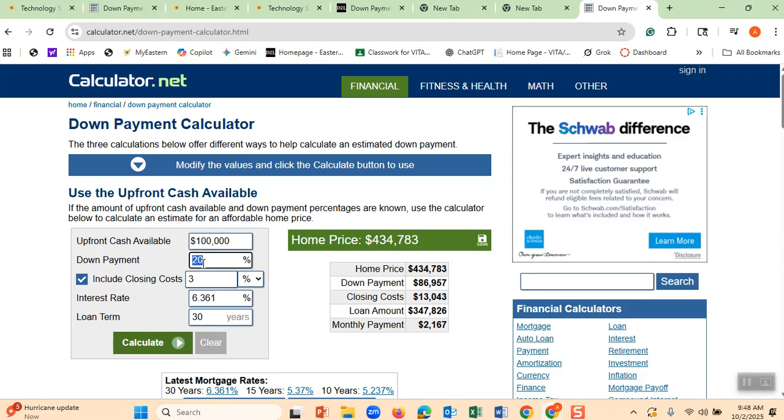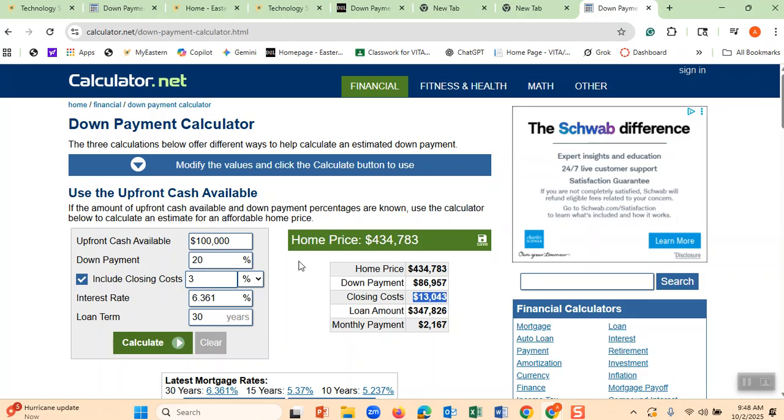We know that the house should be this. And the reason I say that is because 20% of this house is 86. If you use your calculator and say, what is 20% of this one, times 20%, it is 86,000. However, why did we say you have 100,000? Because you need money for the closing costs. Therefore, this calculator takes into consideration your closing costs and all those things.